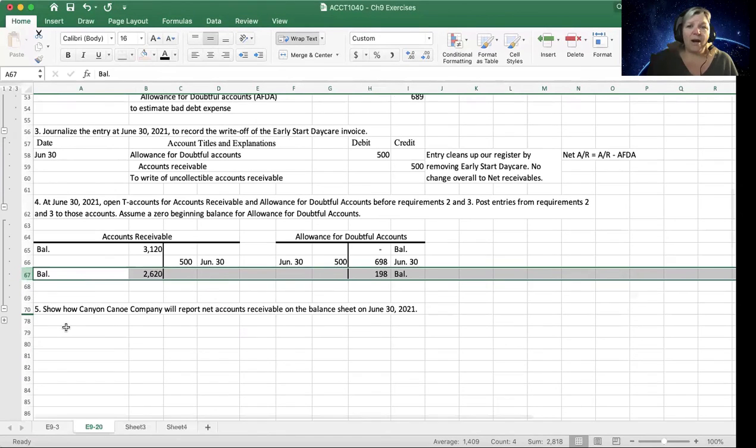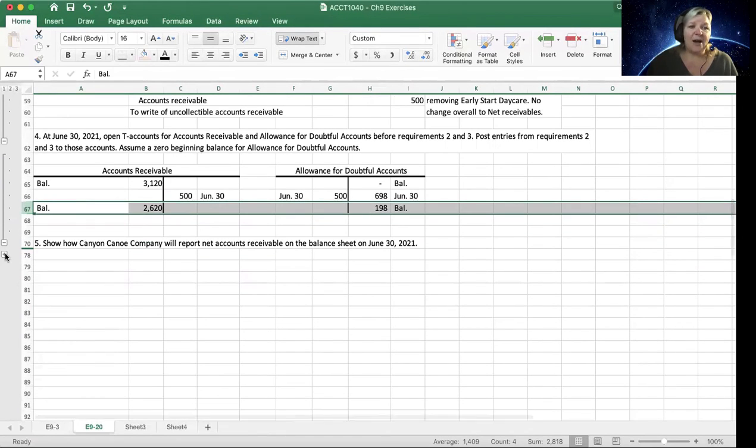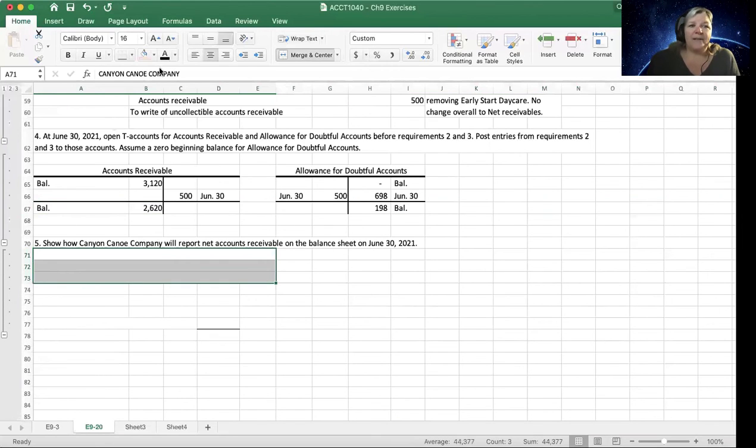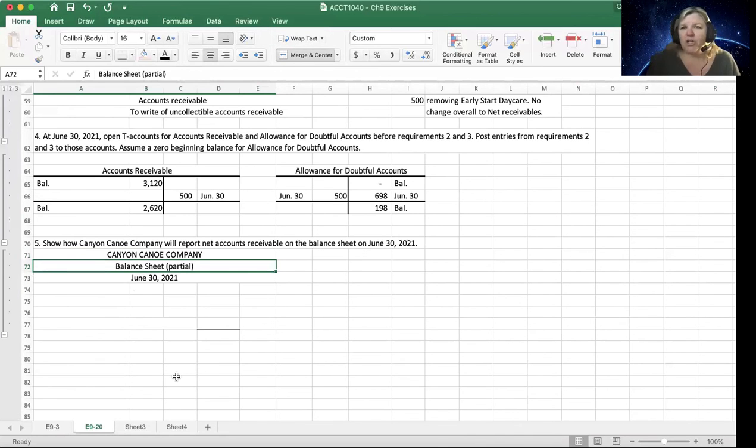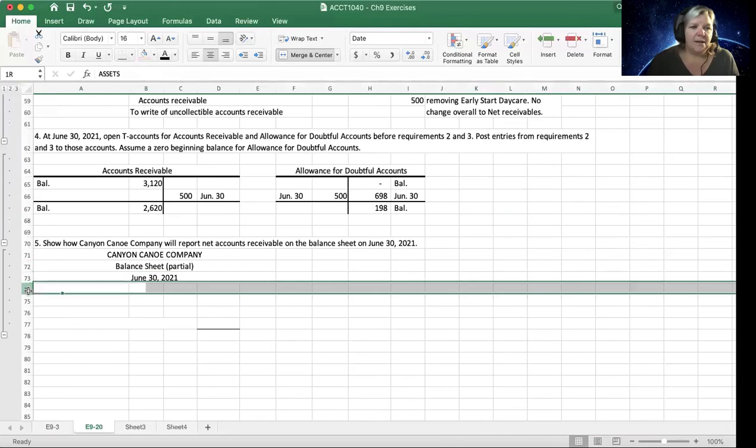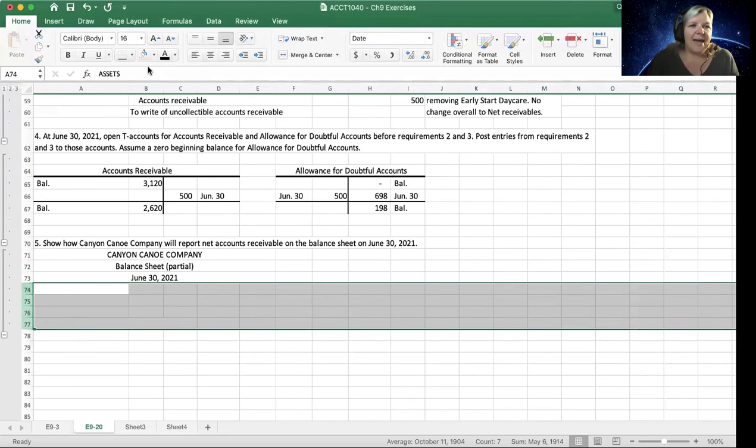The final requirement is, okay, now that we've done all this, how will Canyon Canoe Company report the net receivables on their balance sheet? Okay, so we know with a balance sheet, we need a 3-line title with the company name up top. Balance sheet, I've written partial in here because we're not doing a complete balance sheet, and the date at which the balance sheet was completed. Okay, so we have our headings.